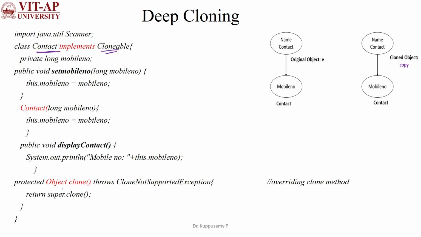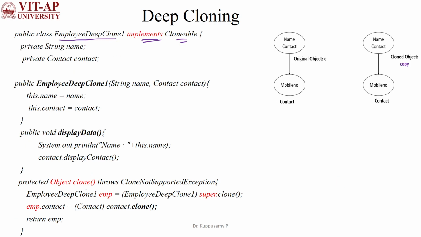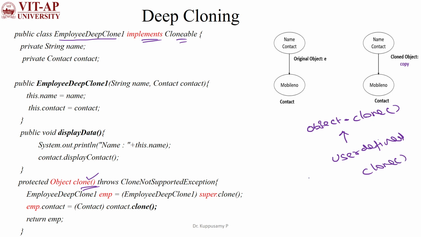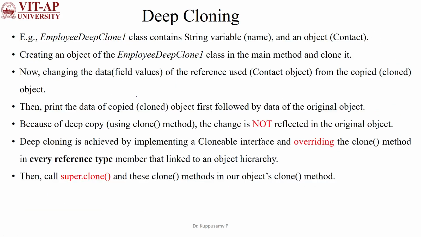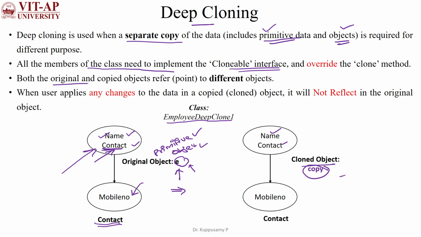And also it should define a user defined clone method in both classes. If you have five classes, all five classes should have a clone method, because the Object class has its own clone method by default, so it should be overridden by the user defined clone methods. Then only deep cloning can be implemented. So a user defined clone method is defined for the class employee deep clone one, and this clone method is defined for the contact class. Then both original and cloned object will have different objects.